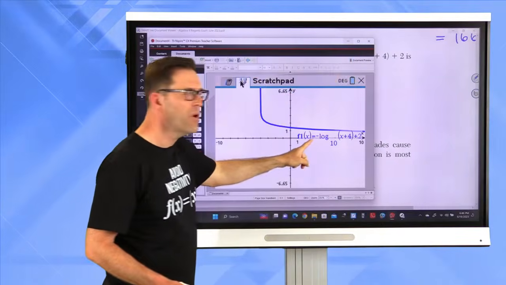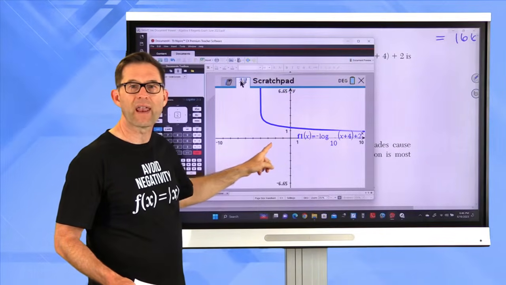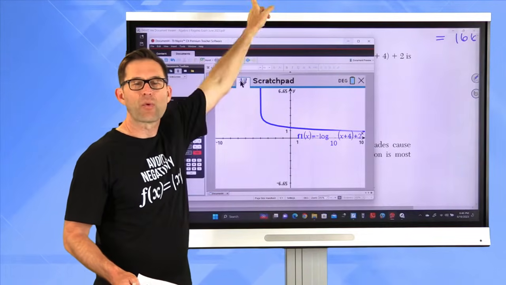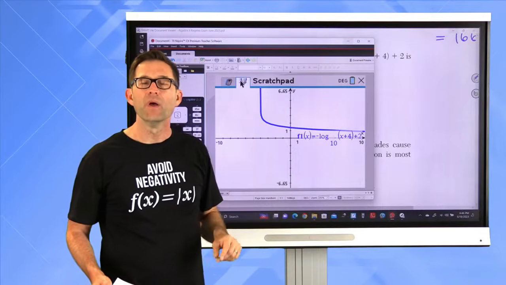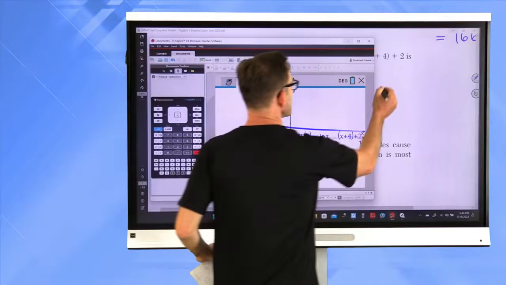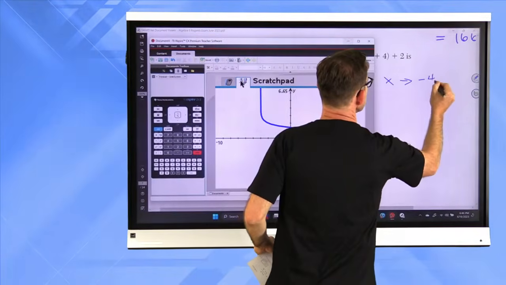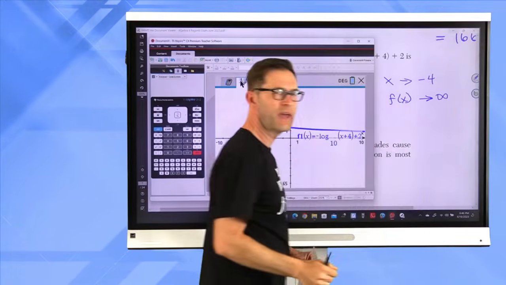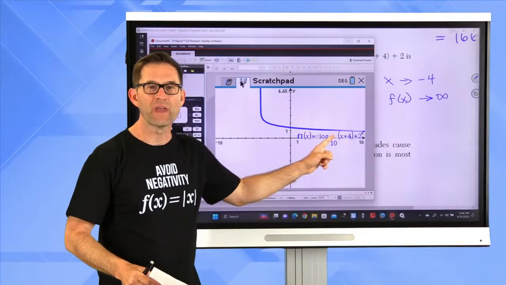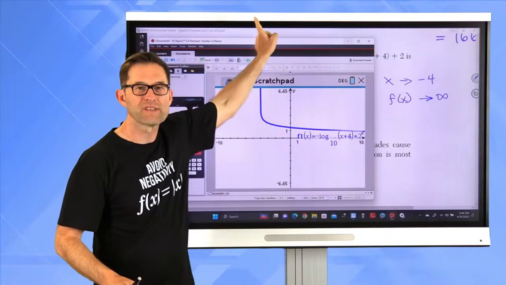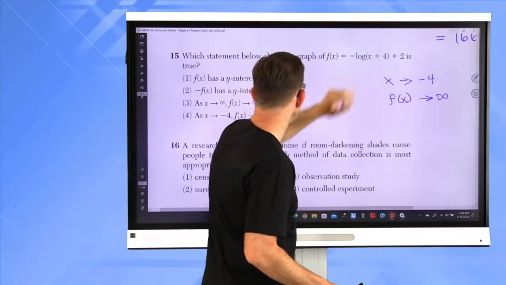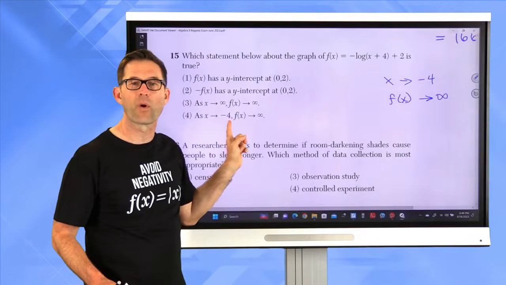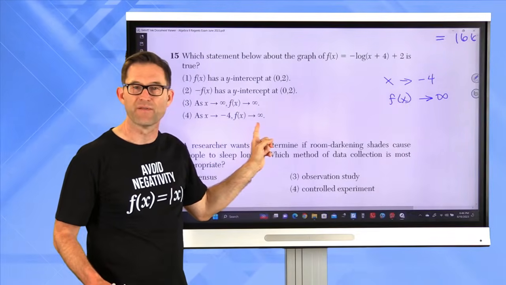Now notice, as I move this way and get closer and closer to x equals negative 4, the graph is headed up towards infinity. So we would say that as x approaches negative 4, f of x approaches infinity. It's kind of going uphill. As we get closer and closer to negative 4, this thing skyrockets up that way. And in fact, there it is. As x approaches negative 4, f of x approaches infinity.